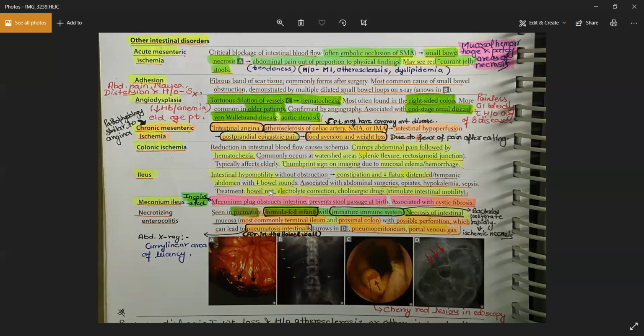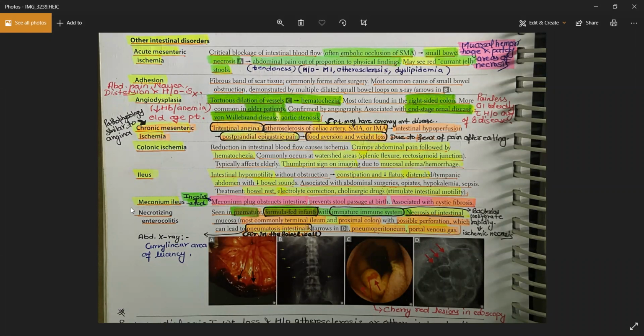Treatment will be to provide the patient bowel rest. Electrolyte corrections could be given, and the cholinergic drugs, which are the muscarinic agonists. Does anyone remember any name? Methacholine. Yeah. Pilocarpine. Pilocarpine, yes. Methacholine, pilocarpine. Bethanechol is mainly for the urinary bladder, but you can also give that drug in here, right? So these are the agents you will give for the paralytic ileus.